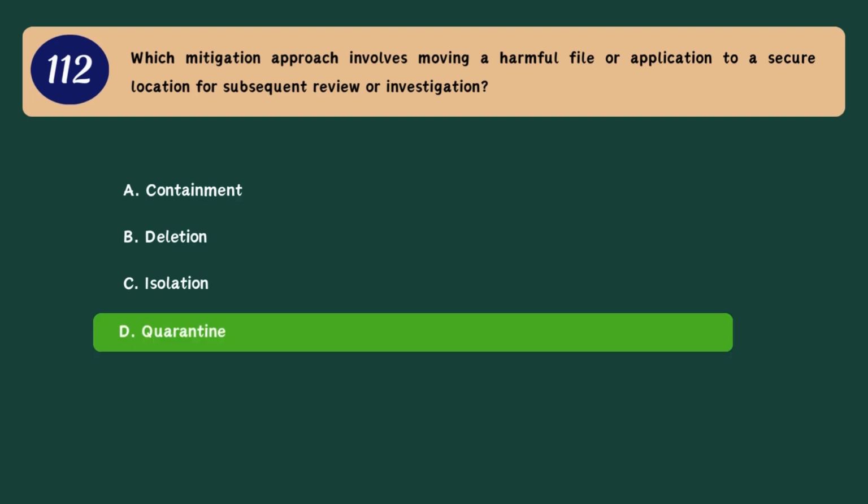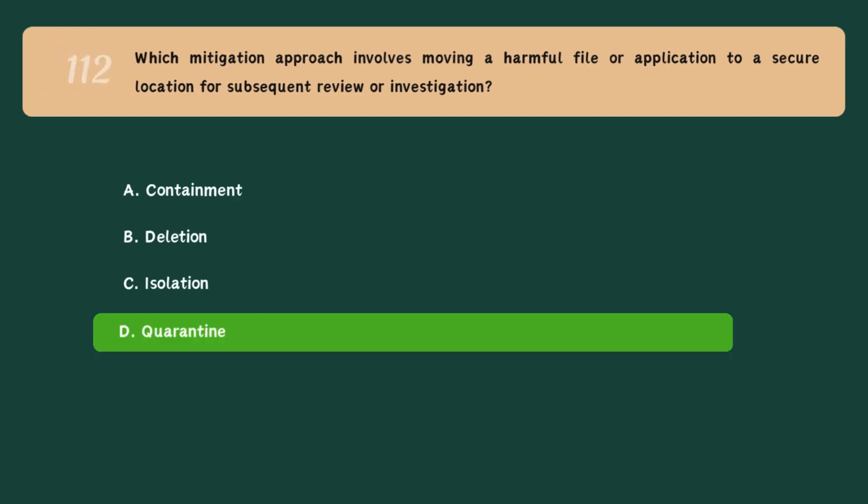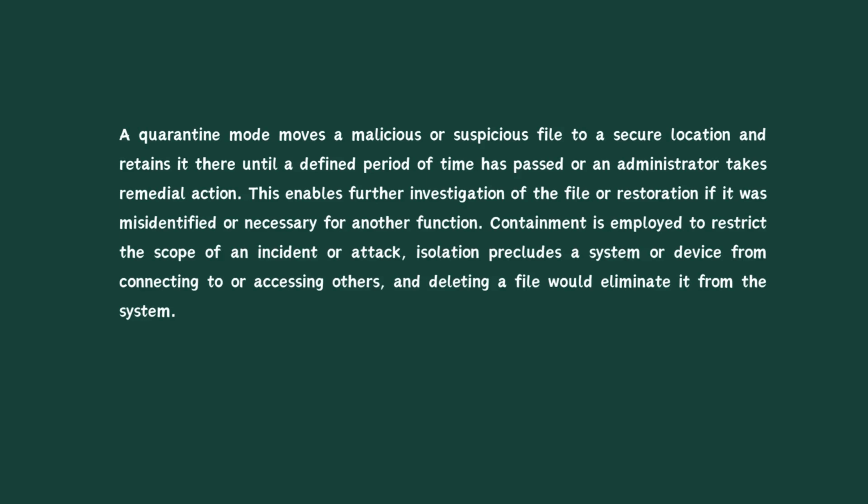Correct answer. D. Quarantine. A quarantine mode moves a malicious or suspicious file to a secure location and retains it there until a defined period of time has passed, or an administrator takes remedial action. This enables further investigation of the file or restoration if it was misidentified or necessary for another function. Containment is employed to restrict the scope of an incident or attack. Isolation precludes a system or device from connecting to or accessing others, and deleting a file would eliminate it from the system.